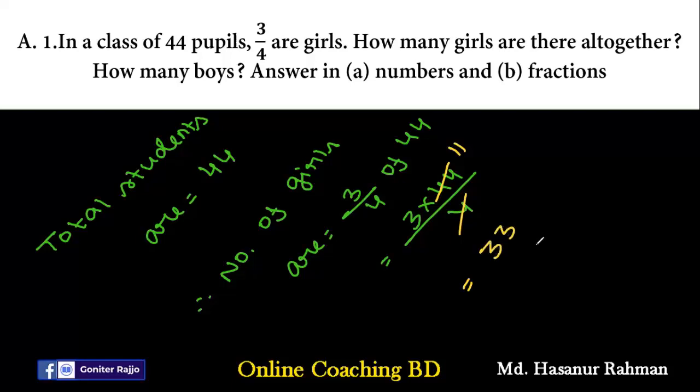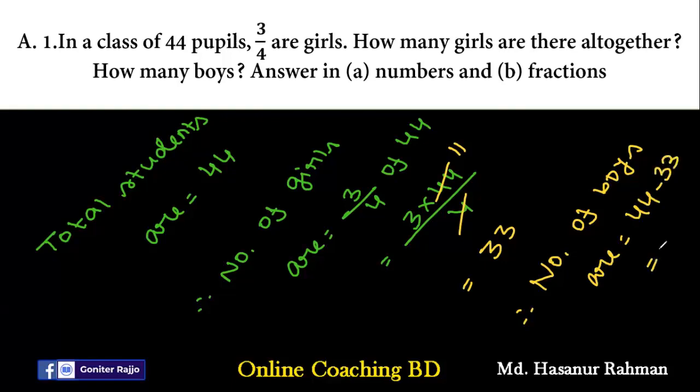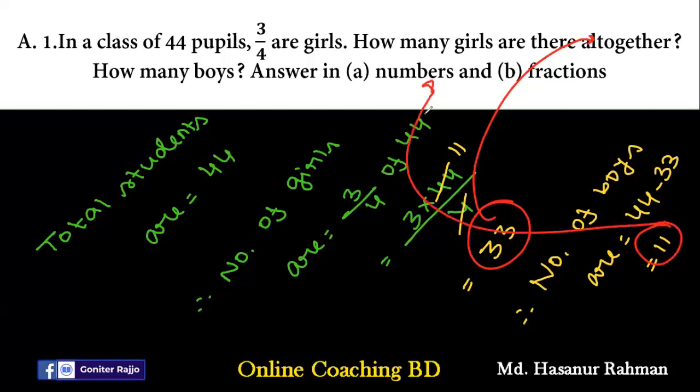So how many girls are there? 33 girls are there. Then how many boys are there? So therefore, the number of boys are 44 minus 33, that will be 11. So the number of boys are 11. So this is the answer of this one: how many girls are there altogether, and the number of boys in number, that is number A.